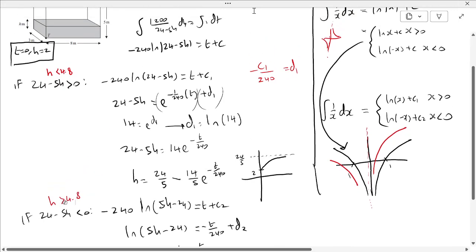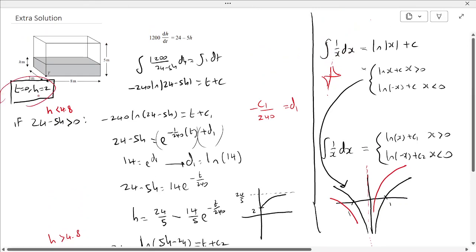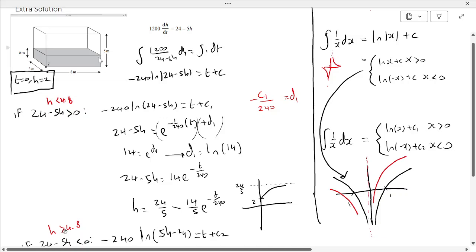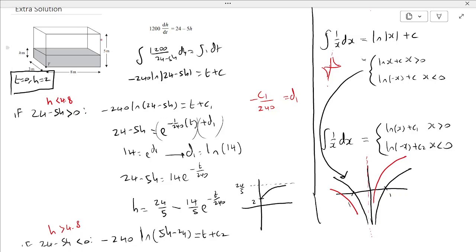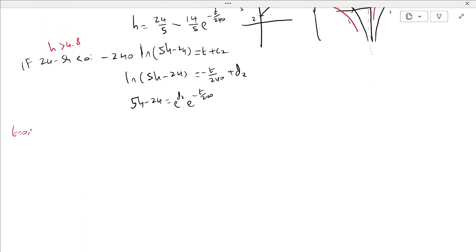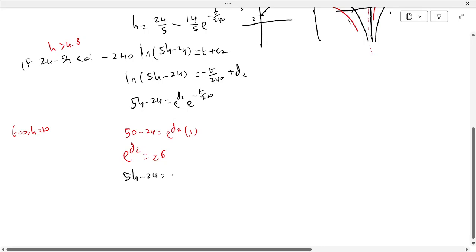So let's say instead of the tank starting at a height of 2, let's say if this wasn't our initial condition, I'll put it at like 5, right? I mean, I'll put it at 10, anything. The tank can be taller than 5 meters, so it doesn't matter. So let's say here, when t was 0, h is 10, make it up. In this case, that becomes 50 minus 24 equals e to the d2 times by 1. So e to the d2 is 26, and the final equation is 5h minus 24 equals 26 e to the minus t over 240.